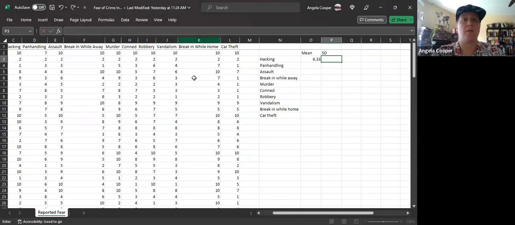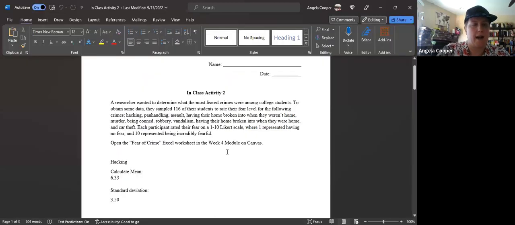we need to go back to the problem. We need to see if the data set that we have here is actually a population data set or a sample data set. So we go back to the problem, and we see that a researcher wanted to determine what the most feared crimes were among college students. So to define a population, it's pretty much the group, no matter how large or how small, it is the group of individuals. Doesn't always have to be people, but in this case it is. So it's the group of individuals in which we're interested in finding out this information.